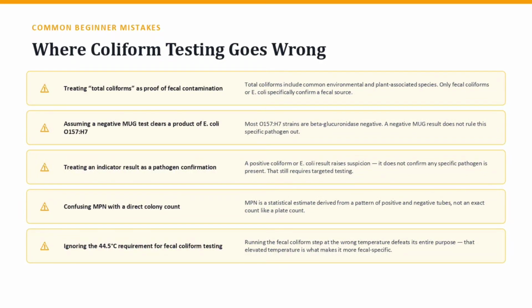The fourth mistake is confusing MPN with a direct colony count. MPN is a statistical estimate derived from a pattern of positive and negative tubes, not an exact count the way a plate count is. And the fifth mistake is ignoring the 44.5 degrees Celsius requirement for fecal coliform testing. Running that step at the wrong temperature defeats its entire purpose, since that elevated temperature is precisely what makes the test more fecal-specific in the first place.